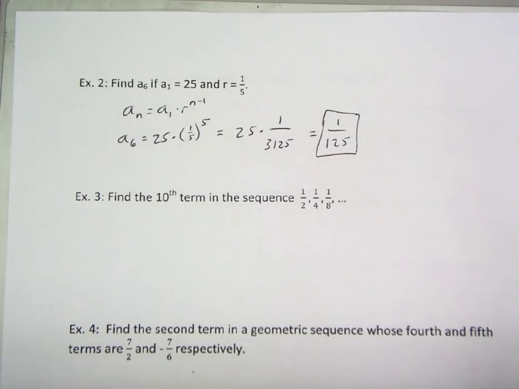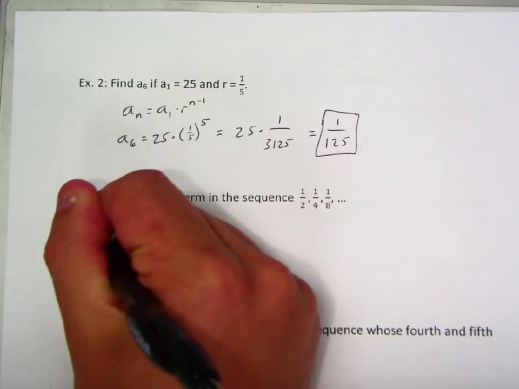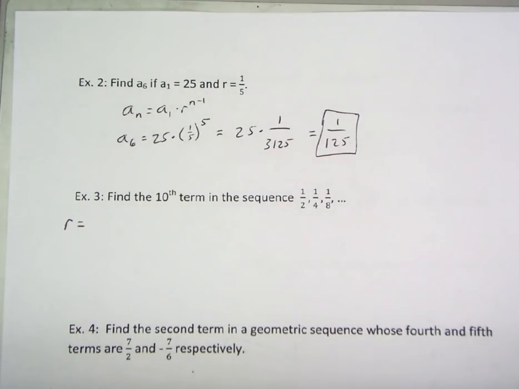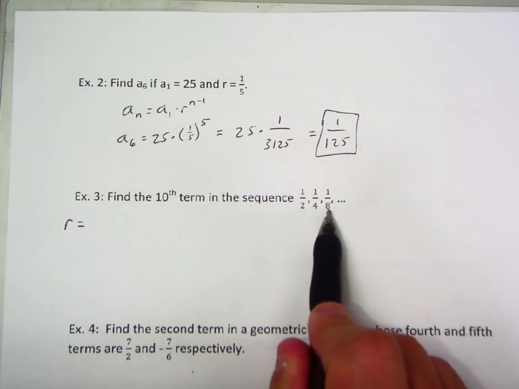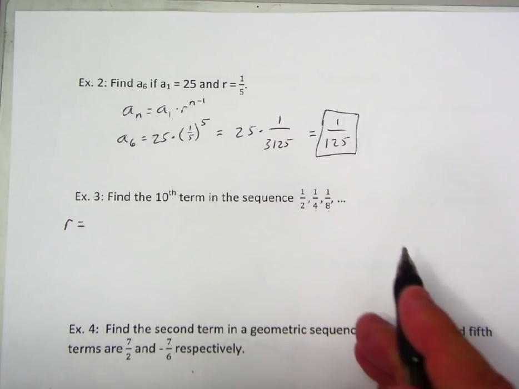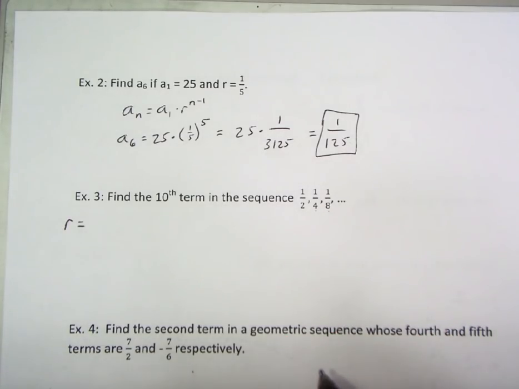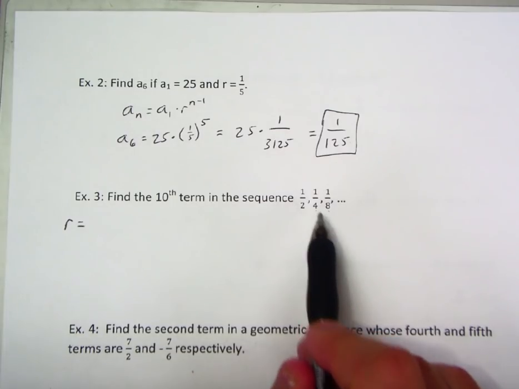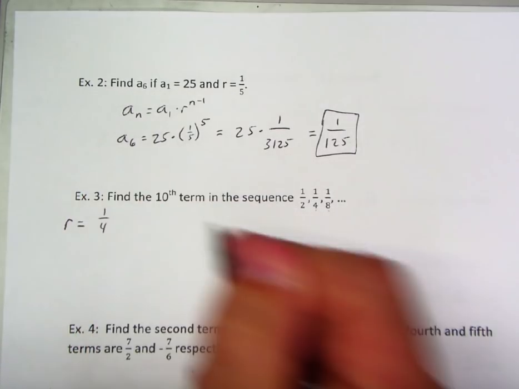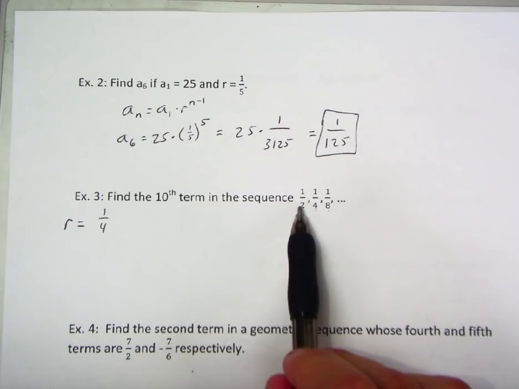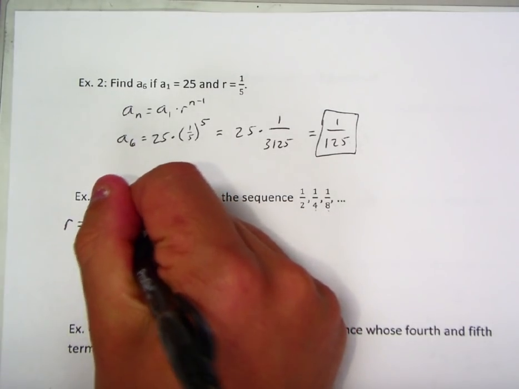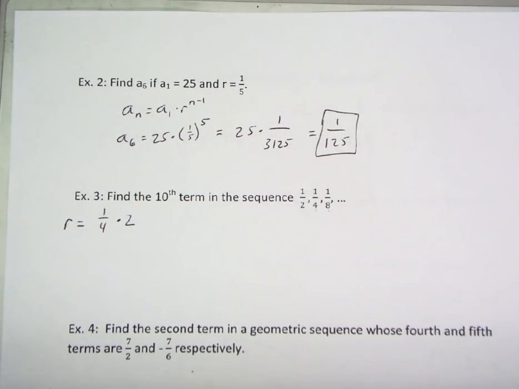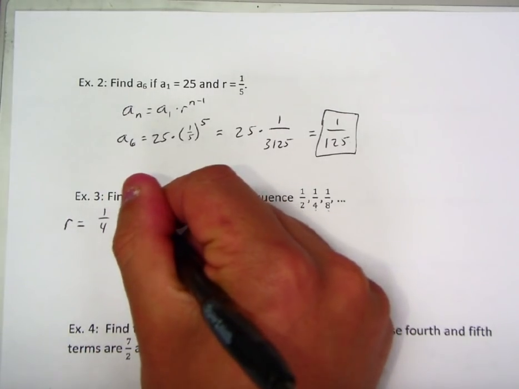If we want to find the r value, you take any 2 consecutive terms and divide them. You just have to make sure that you do the second one divided by the first one, or the third one divided by the second one. Make sure you take the next one divided by the one before it. So if I want to find r, I could do 1/4 divided by 1/2. But you never divide by fractions, you multiply by the reciprocal. So times 2 over 1. And that gets us 1/2.